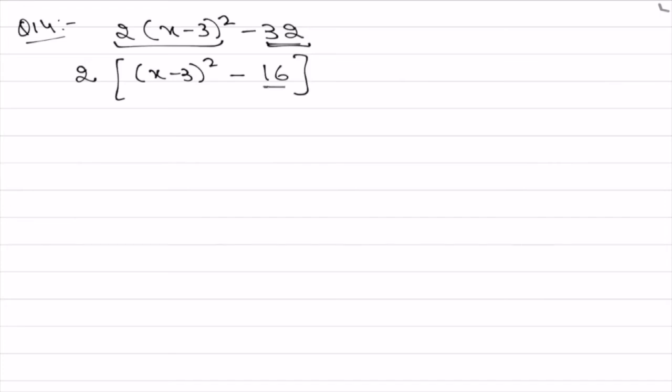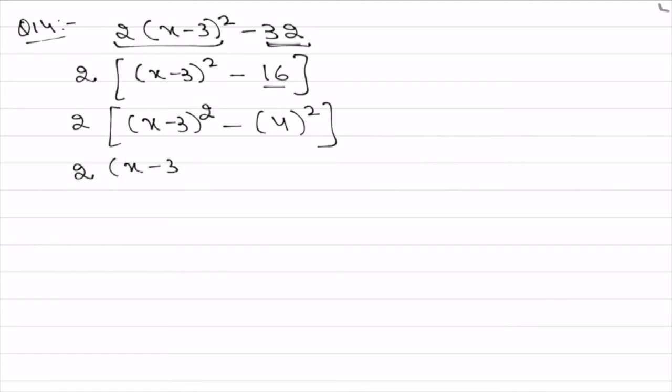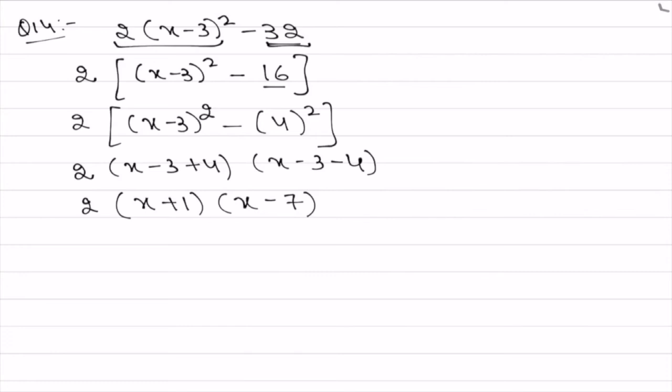Now we can see that 16 is a perfect square and x minus 3 is already a perfect square. So x minus 3 whole square minus 4 whole square. So 2 into, here we can use the formula a plus b, a minus b. So x minus 3 plus 4, x minus 3 minus 4. So now we will add and subtract the like terms. We will get 2 into x plus 1 into x minus 7. So these are the factors of the given expression.